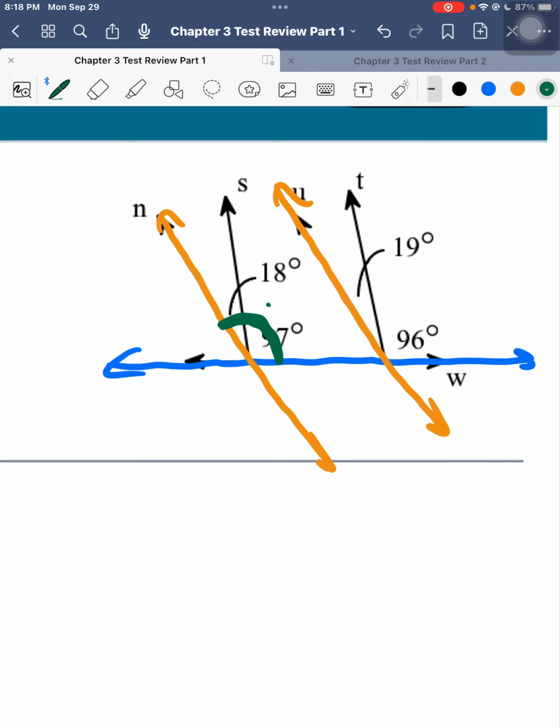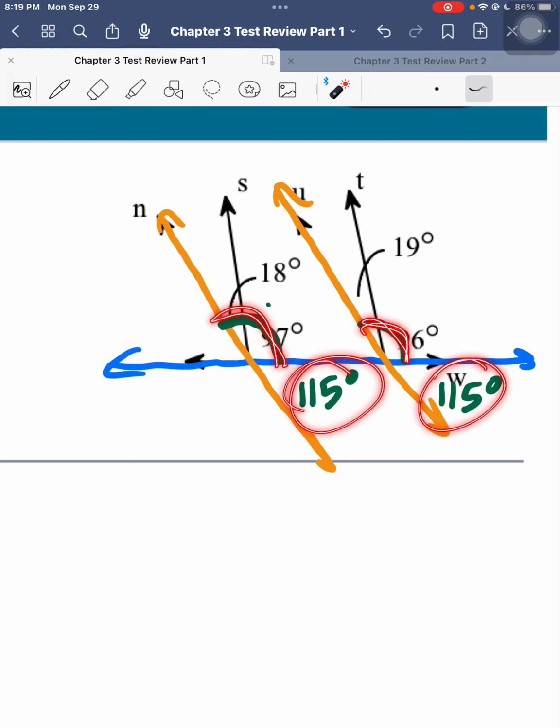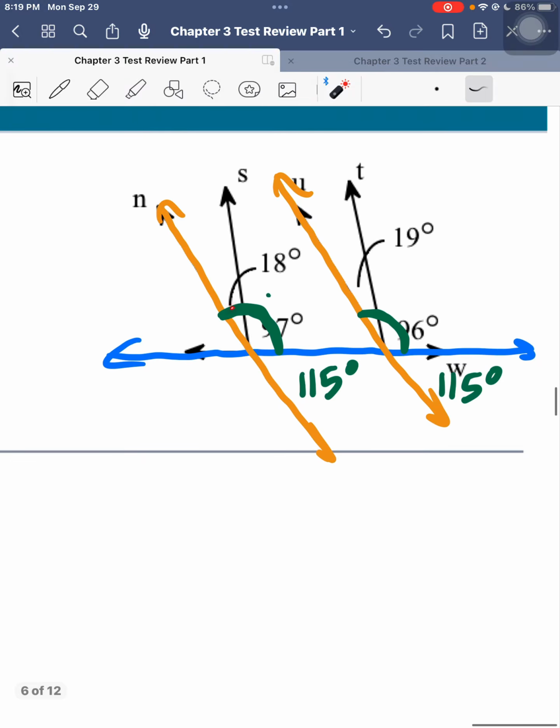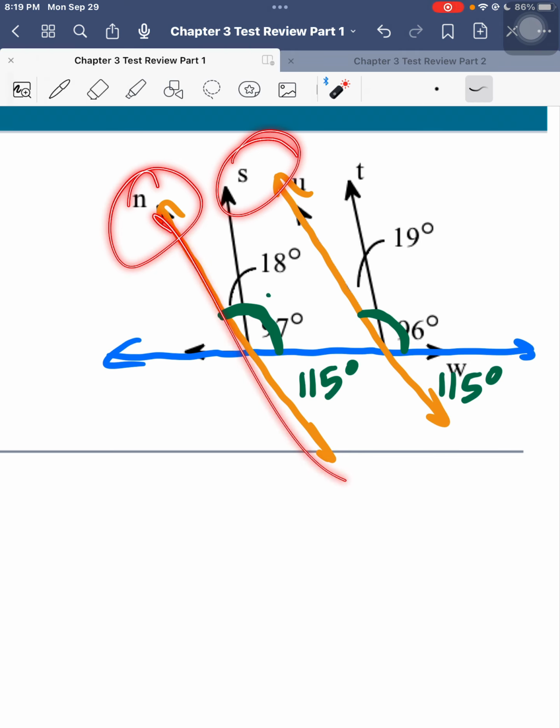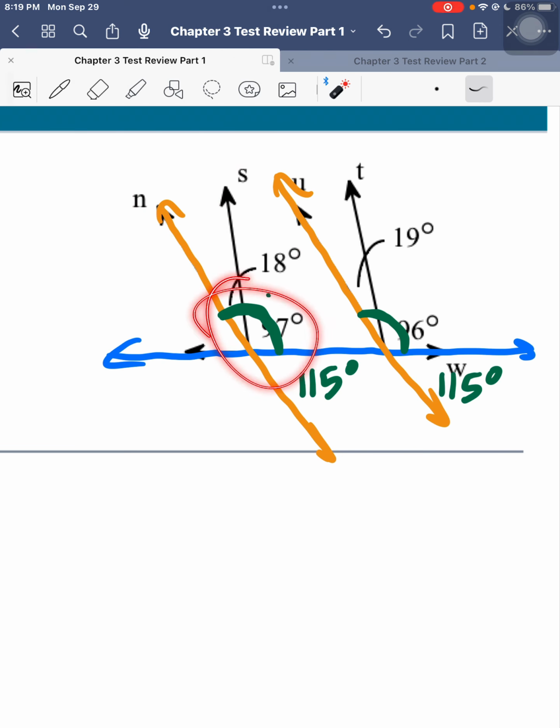This is an application of the angle addition postulate, right? So what is 18 plus 97? I think that's 115, if my math is right on that. Yeah, 115. So now, what about this one? What is this angle right here? What is 19 plus 96? That's also 115. So now I have corresponding angles that are actually what now? Congruent.